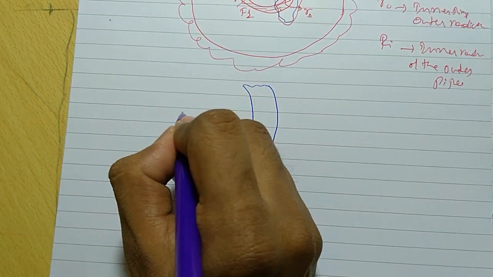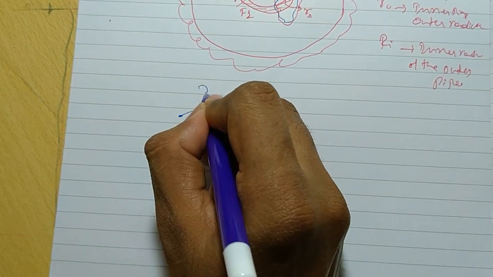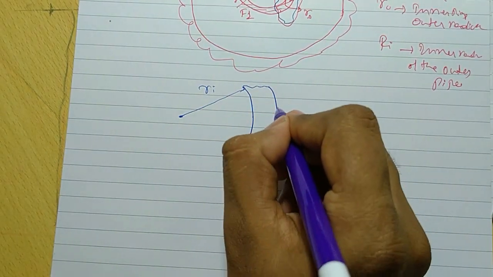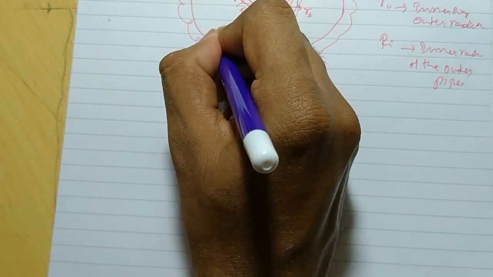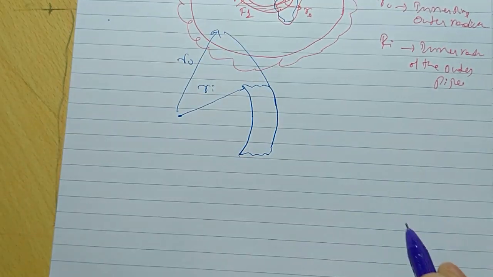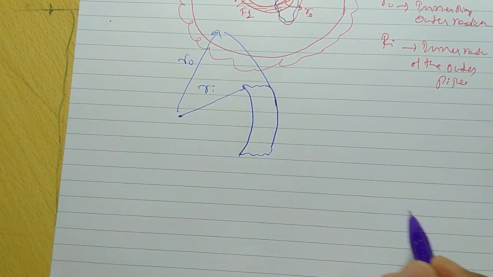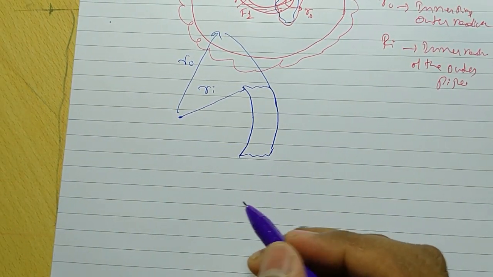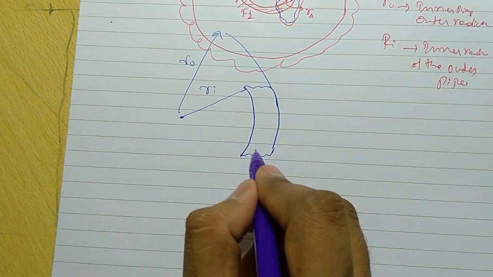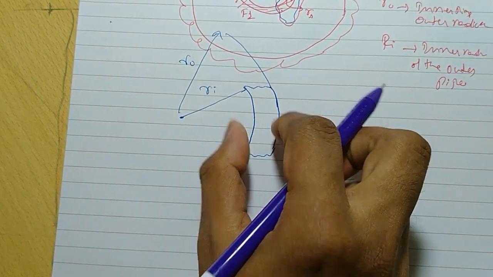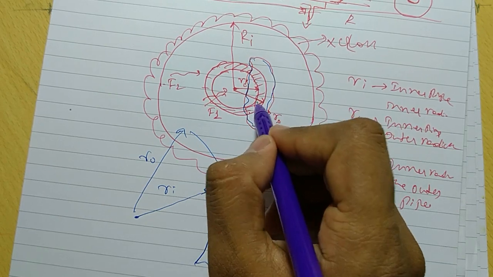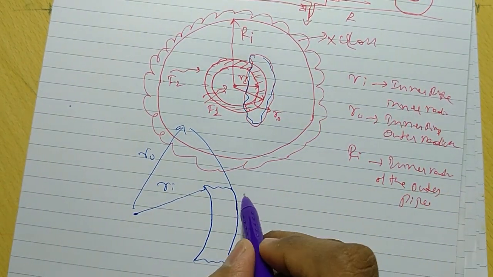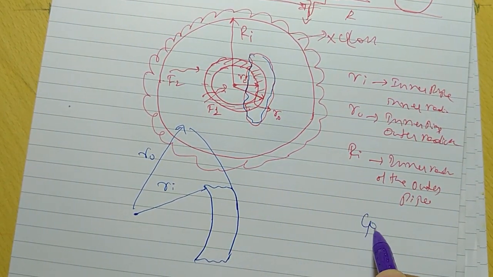This is what? Ri. This is what? Small letter R naught. Now we will write the thermal resistance, what you wrote in module 1. I will write the thermal resistance. This is the inner pipe. The inner pipe is always made up of a good thermal conductivity.